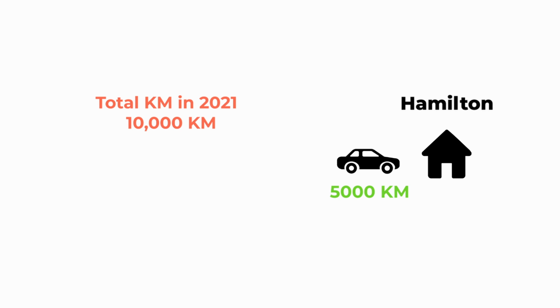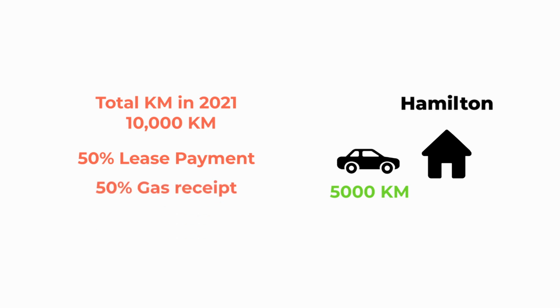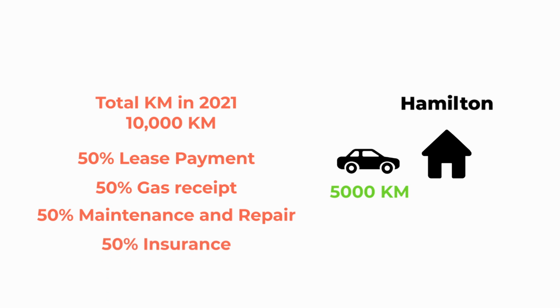So basically, you would be eligible to deduct 50% of your lease payment, 50% of your gas receipts, 50% of your maintenance and repairs, 50% of your insurance, license and registration. They are all deductible, but only up to 50%. So that would be how you would be able to deduct auto mileage or auto expense against your rental portfolio.